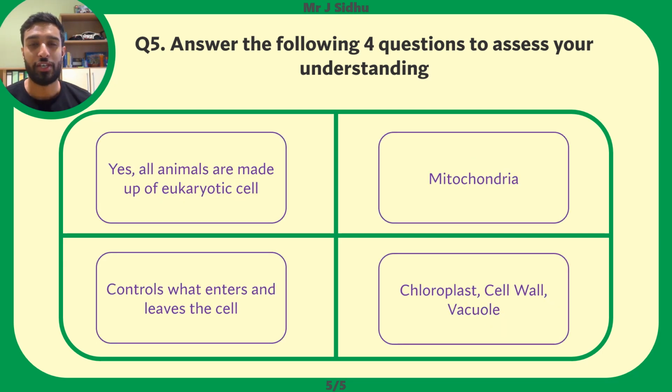So the answer to question number 1, yes, all animals are made up of eukaryotic cells. The easy way to remember that is that you and I are animals and we are made up of eukaryotic cells. For question number 2, the mitochondria is where respiration takes place, or aerobic respiration to be exact. The cell membrane controls what enters and leaves the cell, and plant cells have chloroplasts, cell walls and vacuoles, whereas animal cells do not. As always, these were in purple, which means you need to be self-assessing your work.